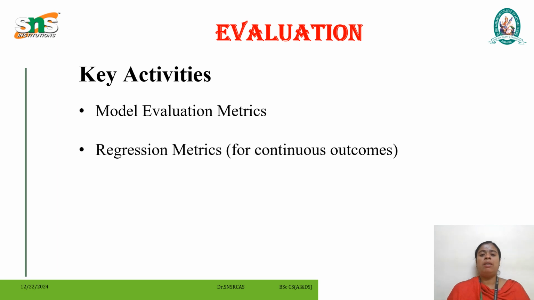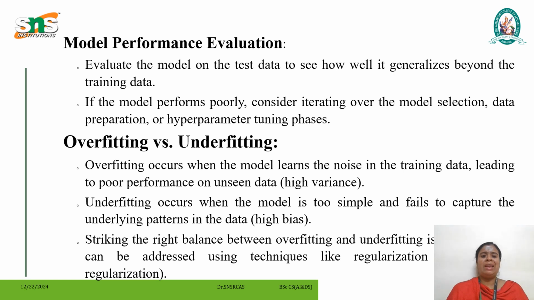Regression metrics for continuous outcomes. Mean absolute error, the average absolute difference between the predicted and actual values. Mean squared error, MSE, the average of the squared differences, giving more weight to larger errors. R squared measures how well the model explains the variance of the data. An R squared of 1 indicates a perfect fit while 0 indicates no explanatory power. Model performance and evaluation: evaluate the model on the test data to see how well it generalizes beyond the training data.